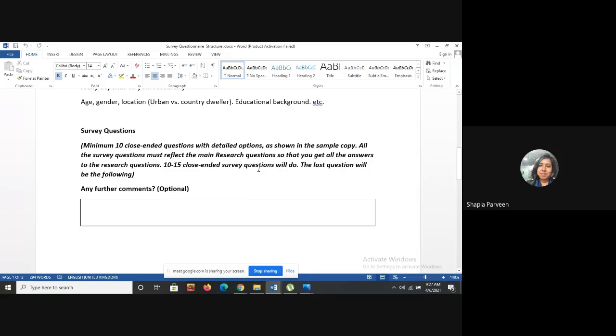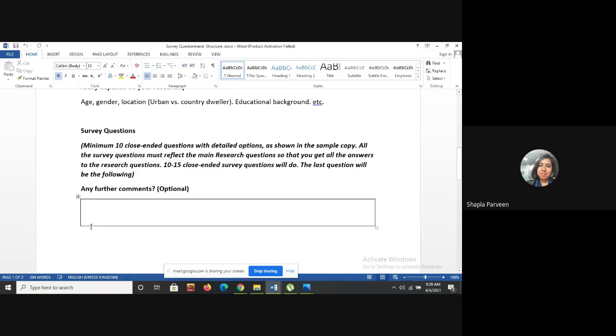Now, there's one more thing. The last question will be an open-ended question, only the last one. Say it can be question number 11. If your last question is question 11, then the last question will be like this: any further comments? That's how you're going to write the last question. Any further comments? And in brackets you write optional, because if the participants want to answer this, they can.